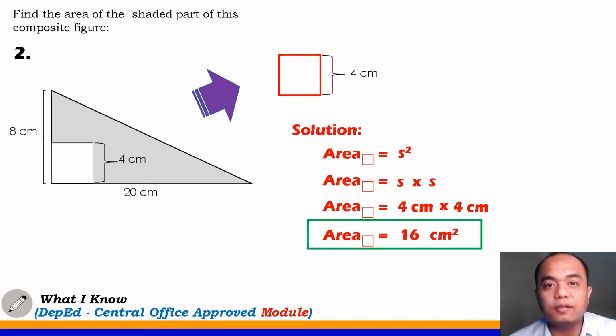So after that, of course, we will subtract. As you see, our figures here is overlapping. Nag-overlap yung square natin na unshaded sa ating shaded part, which is our triangle. So magsasubtract tayo para malaman natin yung shaded part.